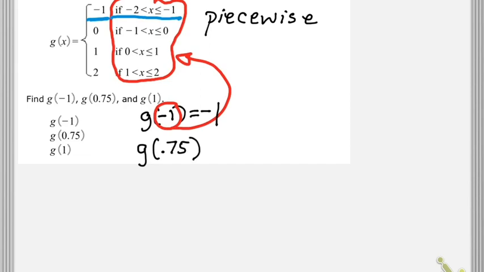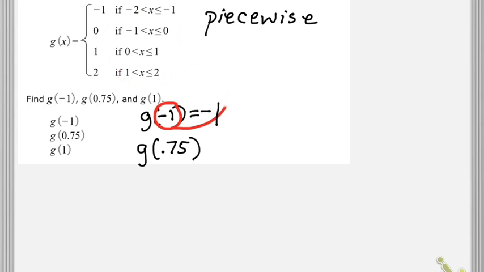0.75. So I want to look for 0.75 in my domain values up here. Looking for 0.75, that's 0 to -1, so those are negative values. All right, so here we go, between 0 and 1. 0.75 is between 0 and 1, so that's the piece I want to use, and that piece says the output is 1.